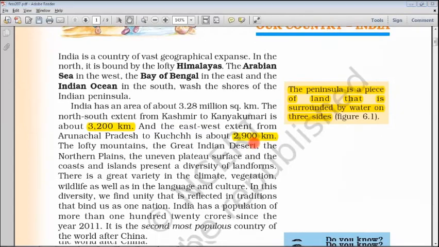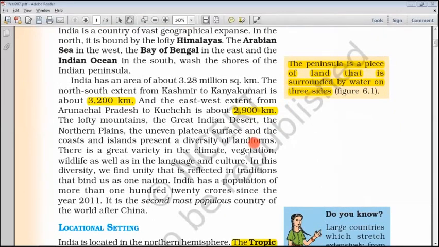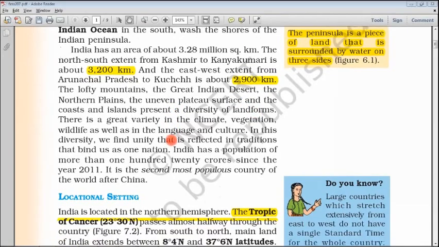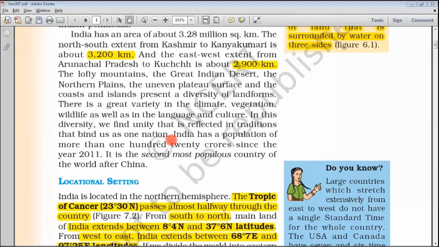So from east to west, that is from Arunachal Pradesh to Kutch, it is about 2,900 kilometers. Apart from mountains, there is the Great Indian Desert. In the north, you have the northern plains, and there you have the uneven plateau surface, the coast, islands, etc. So there is a diversity of landforms in India. Also, there is a great variety in the climate, vegetation, wildlife, and also in language, culture, etc. But even in this diversity, there is unity in traditions that bind us as one nation.